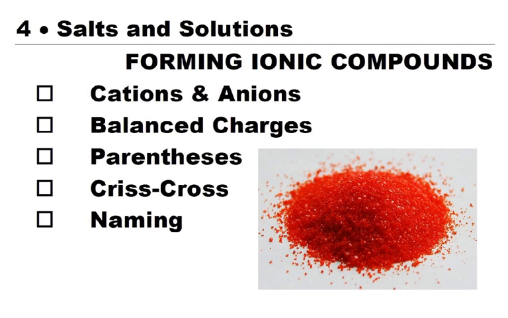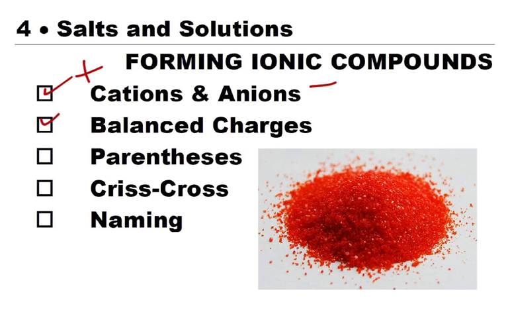In Unit 4, one of our first topics is how to write ionic compounds. So one of the things we want to remember is we're going back and we're doing cations and anions. Remember, cations is another name for a positive ion, and an anion is another name for a negative ion.